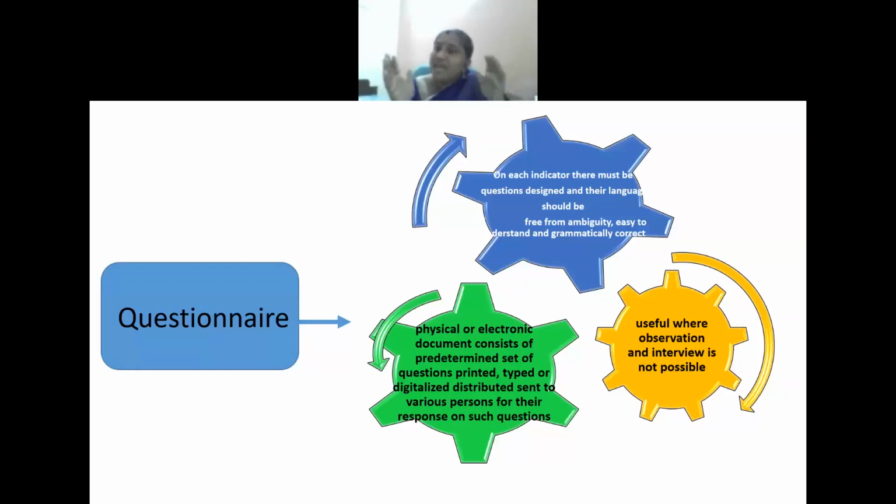It's useful where observation and interview is not possible. That's why we go like this. On each indicator, there must be questions designed and their language should be free from ambiguity, easy to understand and grammatically correct. In a questionnaire, the drawback which I feel is that we might have framed a question in one way, but the person who read it and understood might have understood it in a different way.